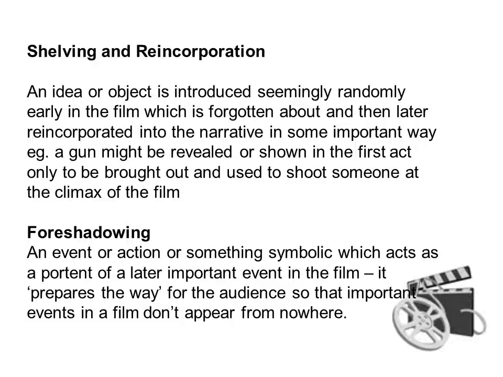Other story elements that we should consider while we are writing any narrative structure are shelving and reincorporation. This is an idea or an object which is introduced seemingly randomly early in the film, then forgotten about, and later reincorporated into the narrative in some important way. For example, it could be a gun that is revealed in the beginning of the story in a small action, then it will be brought out and used to shoot someone at the climax of the film. When we are writing a story, we should have this element.